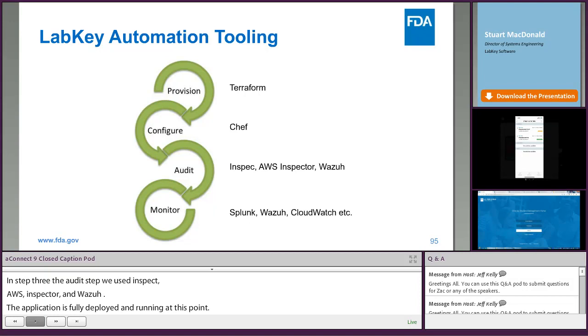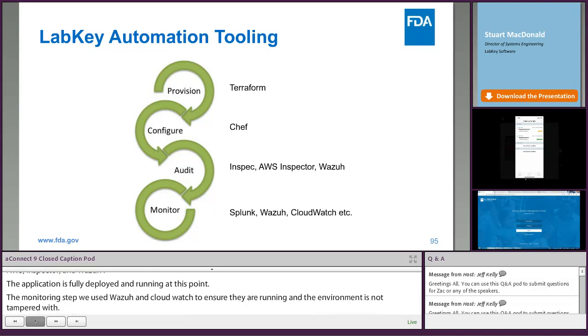I should say that all of these tools that we are using here are either cloud service tools or open source tools that are available.